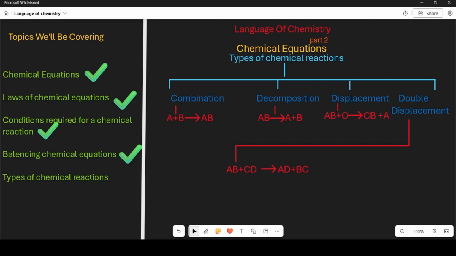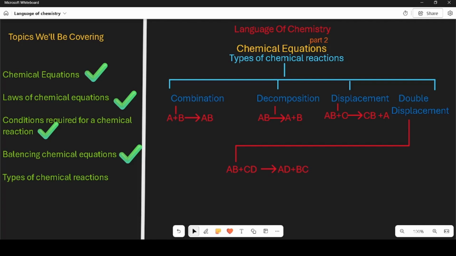Now let's talk about displacement reactions. In a displacement reaction, the more reactive element displaces the less reactive element from its compound. So it's represented as AB plus C results in CB plus A, where C is more reactive than A. For that, we need to know the metal reactivity series and halogen reactivity series. Displacement reaction depends on the relative reactivities of various metals. They are arranged in decreasing order of their reactivity. That is the metal reactivity series and halogen reactivity series.